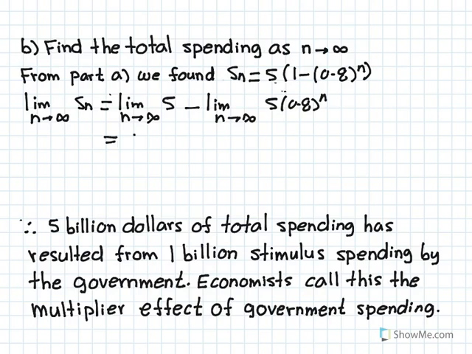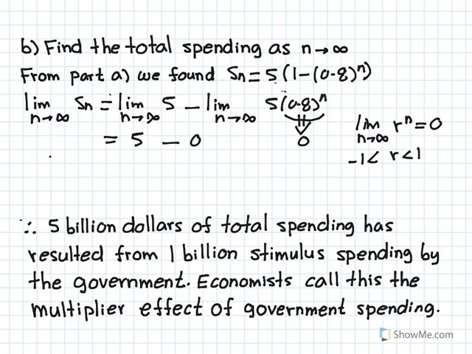The limit of a constant is just a constant, so the answer is just 5, minus the limit of a fraction raised to the power of infinity, which of course will be 0. So 0.8 to the n is going to go to 0, so the limit as n goes to infinity of r to the n is equal to 0 if r is between 1 and negative 1. So the limit of 0.8 to the n is going to go to 0 because 0.8 is less than 1. So 5 minus 0. So the limit as n goes to infinity of Sn is equal to $5 billion.